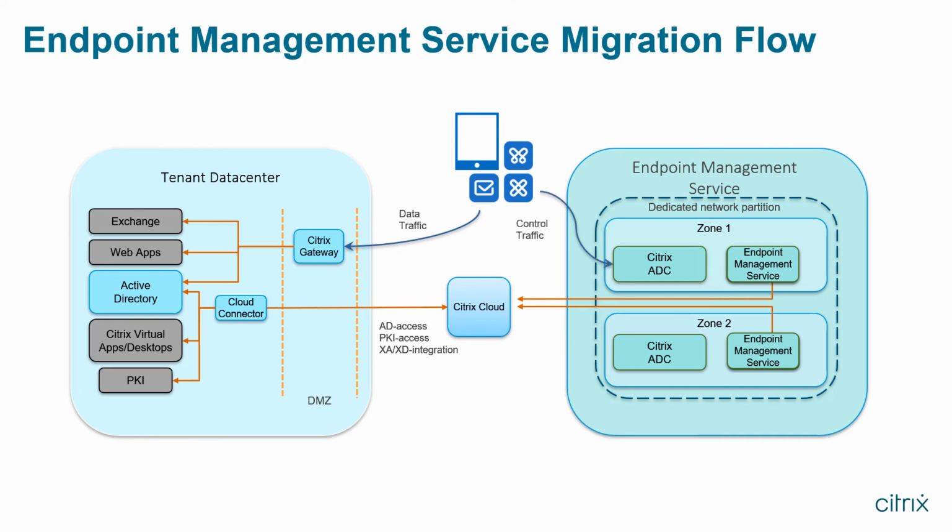Your control traffic is only what goes through the Citrix Cloud platform now. And again, that is your initial MDM enrollment, your device check-in, as well as your policy and application push. But once that occurs, all your application data continues to go through your on-premise Citrix Gateway.